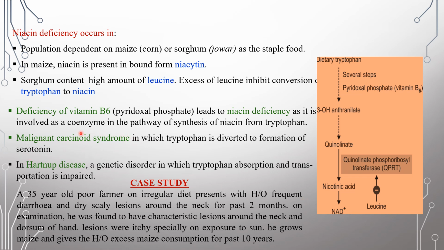That is a disease concerned with tryptophan metabolism, and what happens in this is that tryptophan is diverted to the formation of serotonin. So tryptophan is no more available to convert to nicotinic acid and further niacin. Also in Hartnup disease, there is a genetic disorder in which tryptophan and other neutral amino acids are not able to be absorbed and transported. So these are the conditions which lead to the deficiency of niacin.